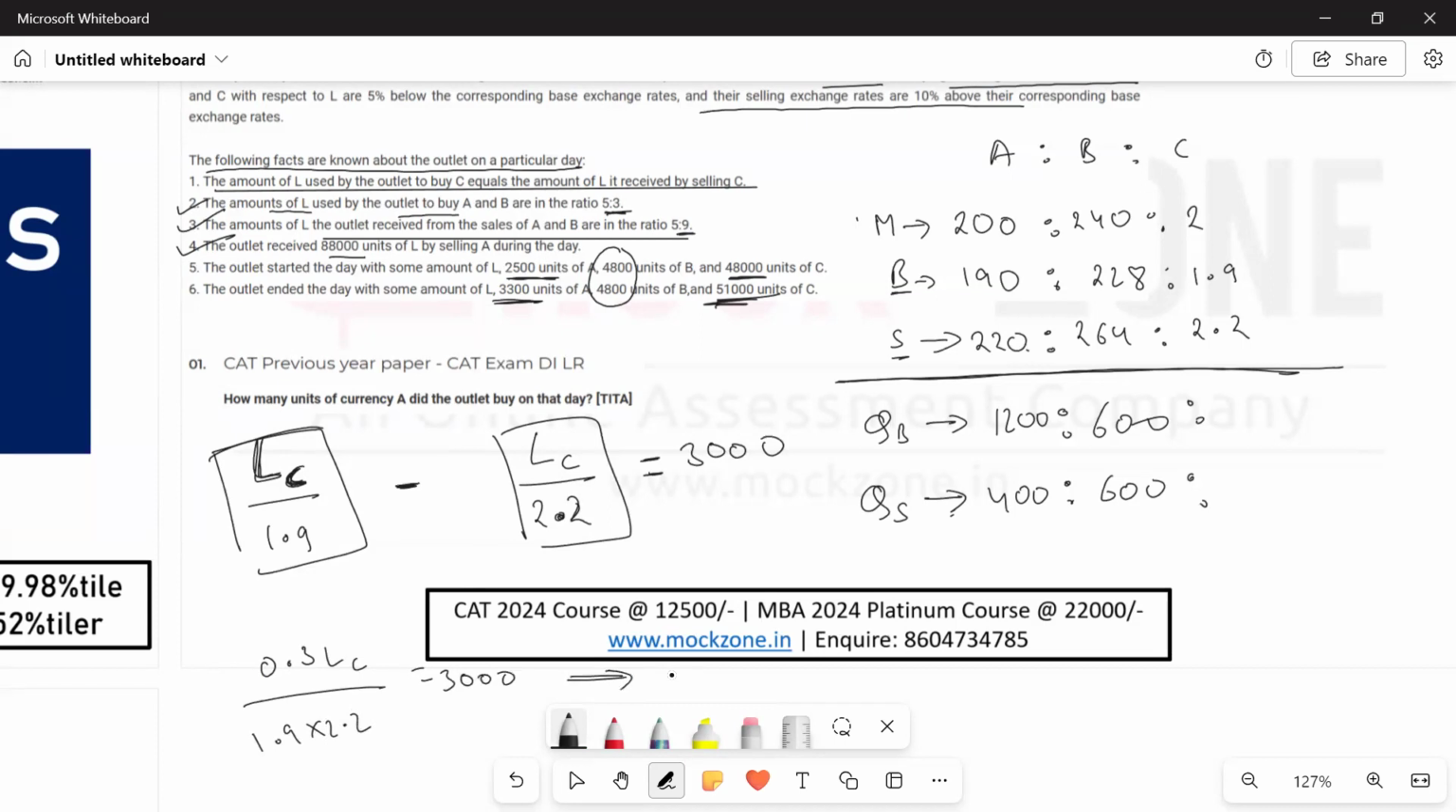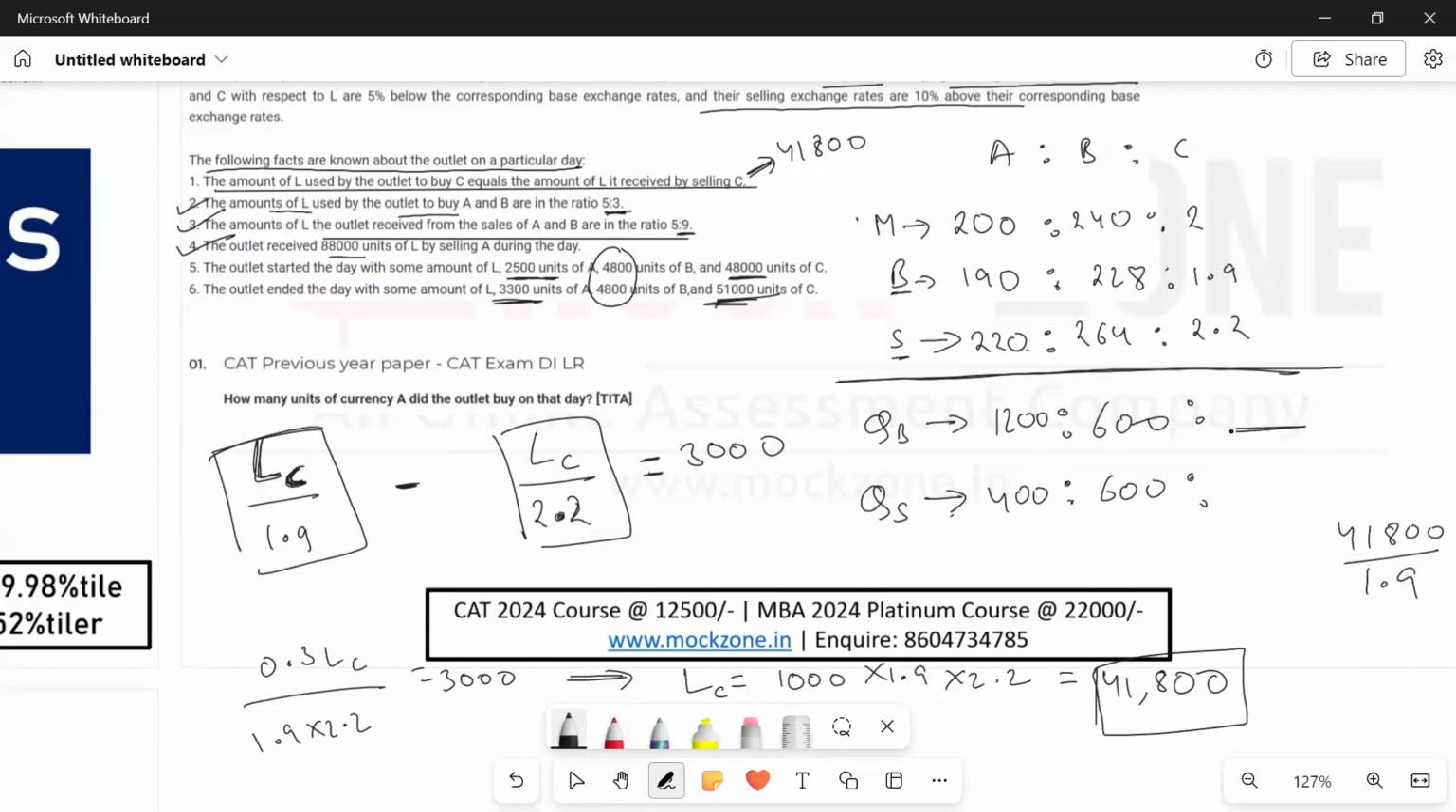From this, how much is our LC coming out to be? LC is equal to 1000 into 1.9 into 2.2, which is how much? LC is 41,800. That is the amount we have used to buy and sell C. The amount of L we are talking about in this statement is 41,800. Okay? So if we divide LC, which is 41,800, by 1.9, how much are we getting?